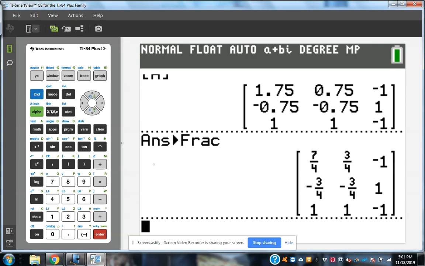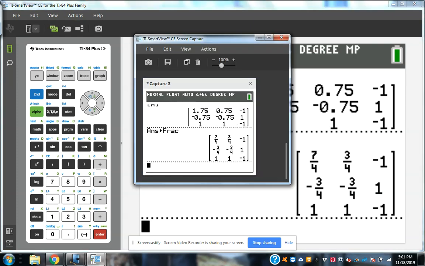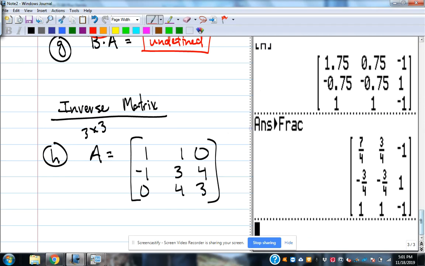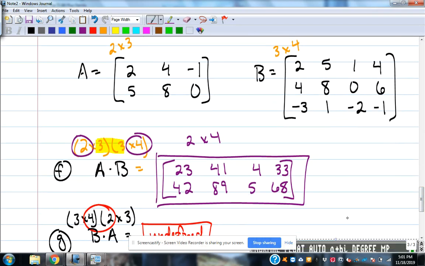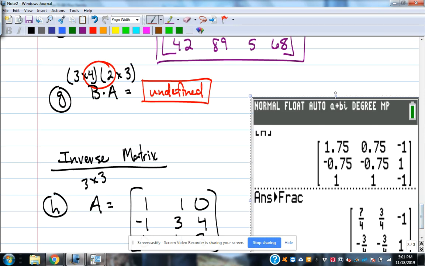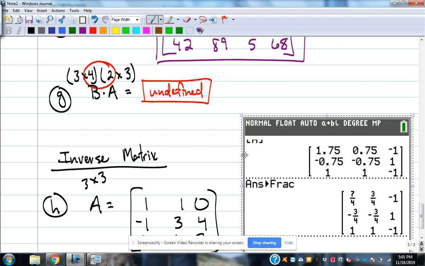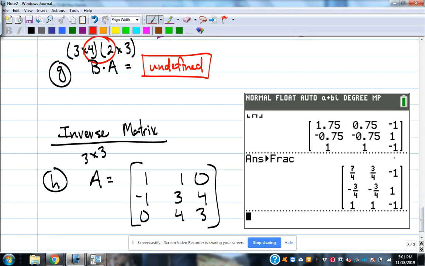So 7 over 4, 3 over 4, -1. I'm just going to copy and paste that. Write it out. Well, that's one way to do it. All right. So this is the inverse matrix that we're dealing with there. Right? Just being able to find the inverse matrix.